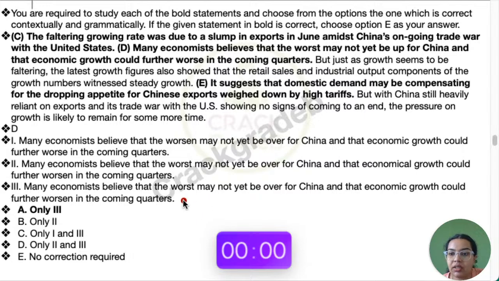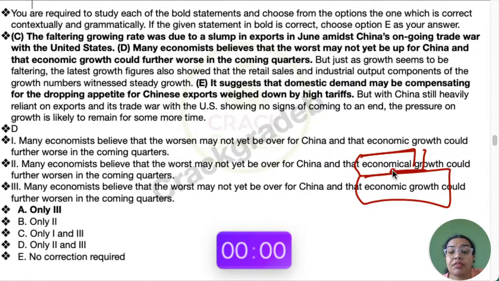We want economic growth. The word economical means anything that is pocket friendly, which is not very expensive. So we are going to talk about anything that relates to economy. So second one is out for that reason.